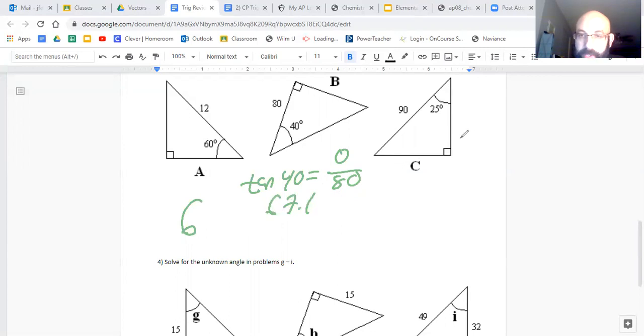And then C over here, we know the hypotenuse. We're looking for the opposite, I apologize, not the adjacent. So that's going to be sine. So we have 90 sine 25, and this is 38.